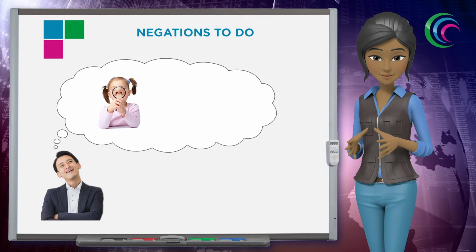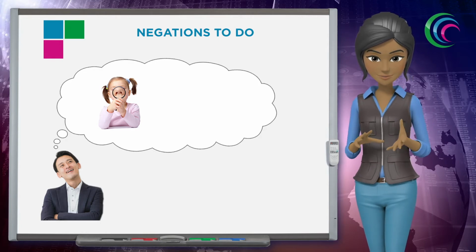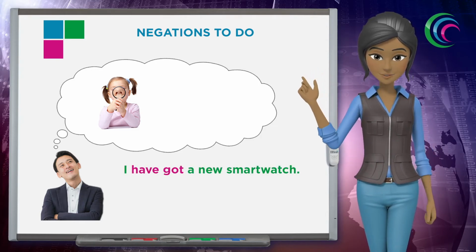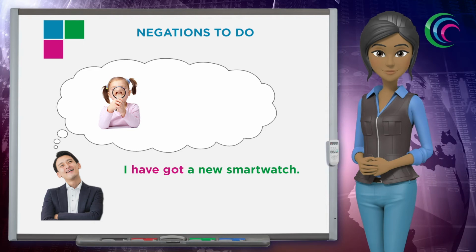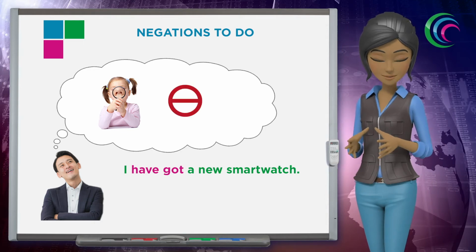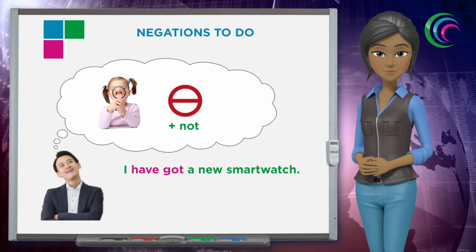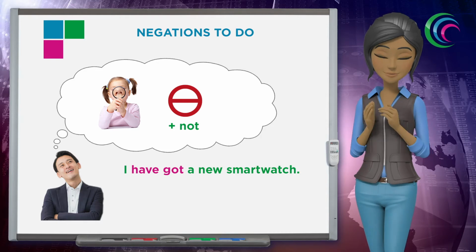We have also discussed have got. Let's have a look at an example. I have got a new smartwatch. To turn this into a negation, we also add not to the first verb. This is the same as in Dutch.